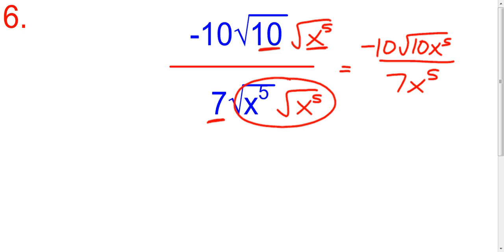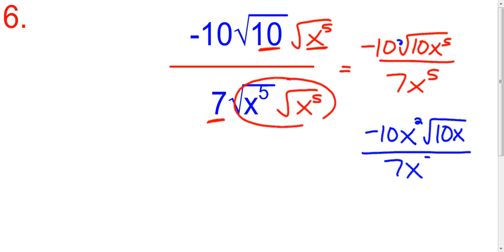However, I can break that x to the 5th down. Again, there's this little imaginary 2 right here, so if you're thinking about doing the square root of x to the 5th, that's really x to the 5 over 2, which is really x to the 2 and 1/2. And then here's your outside exponent, here's your inside exponent. So that x can come on the outside and I can reduce all of that. So this really becomes negative 10 x squared times the square root of 10x all over 7x to the 5th.